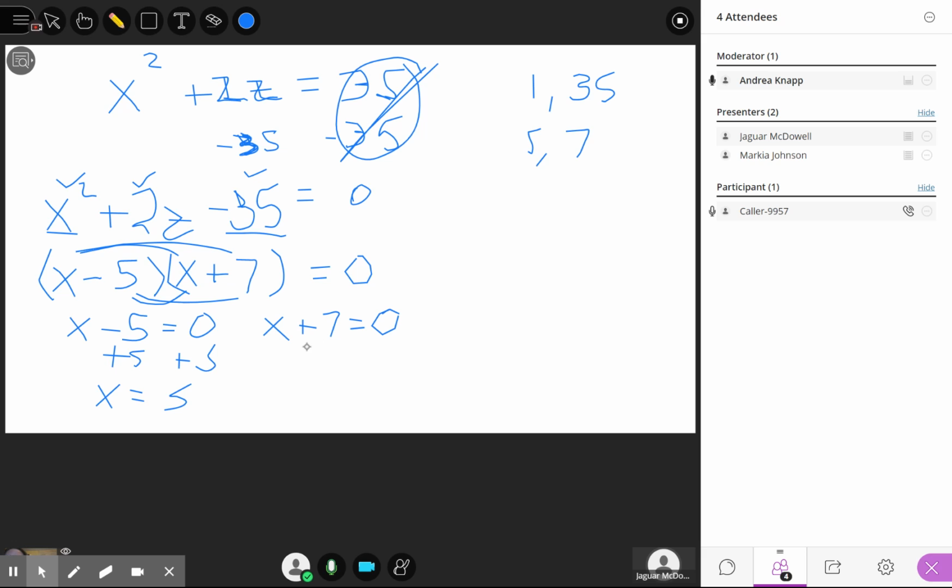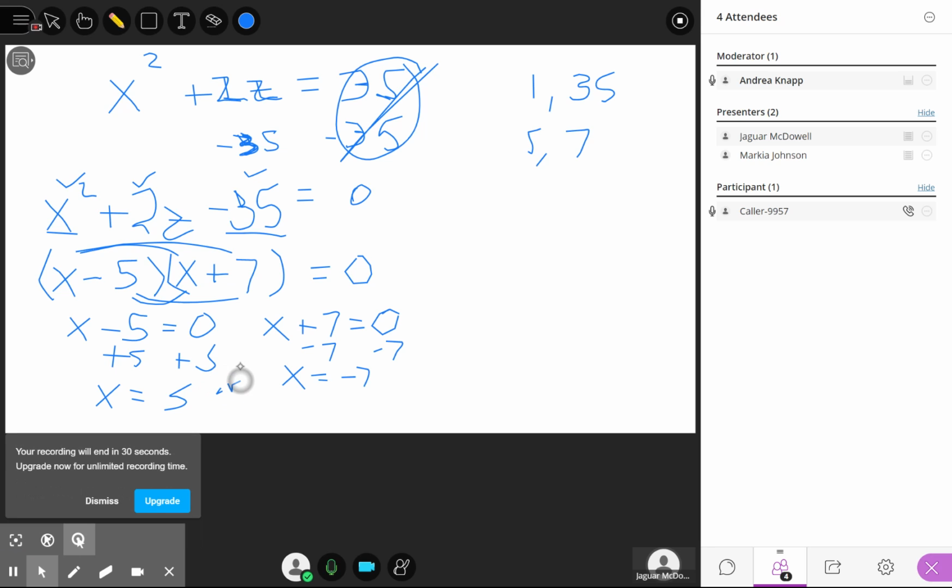And then on the other side, we're subtracting 7 from both sides. And so we have x is equal to negative 7. So x equals 5 or x equals negative 7. And now let's put this in Desmos and look at the graph.